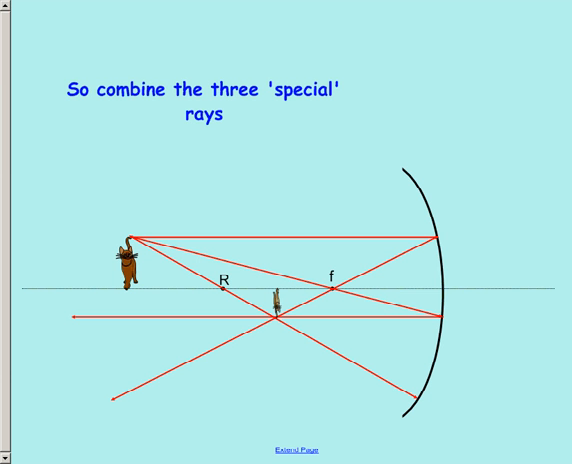So when we make an image, all we're going to do is draw 3 rays. Don't draw any more than that. Just draw the 3, and hopefully they're going to hit each other, and they will come together in one spot and tell you where the image is.